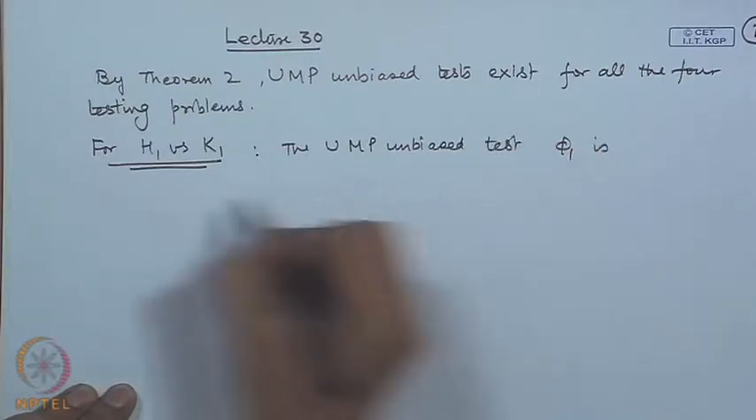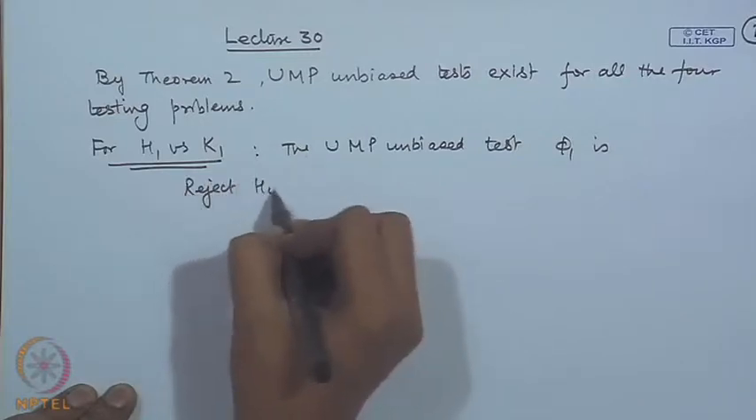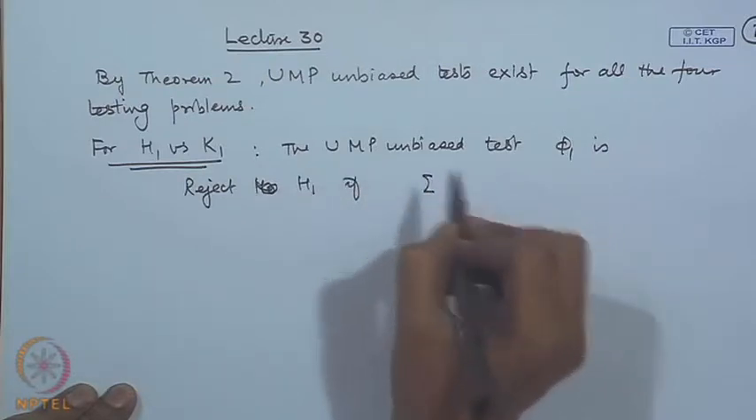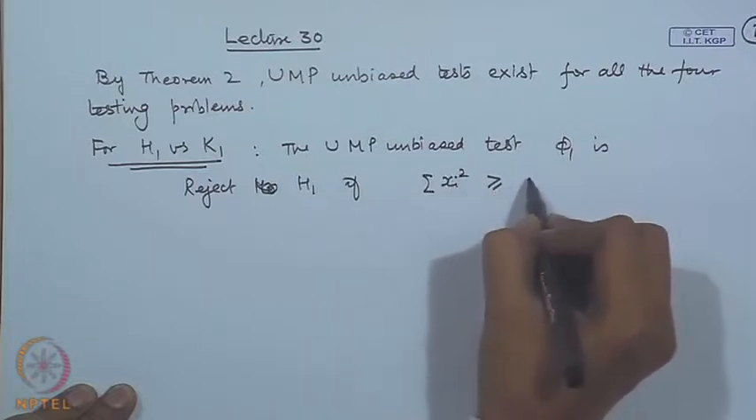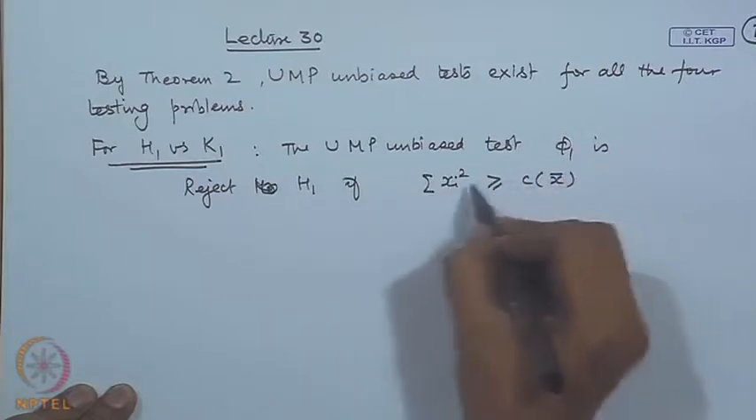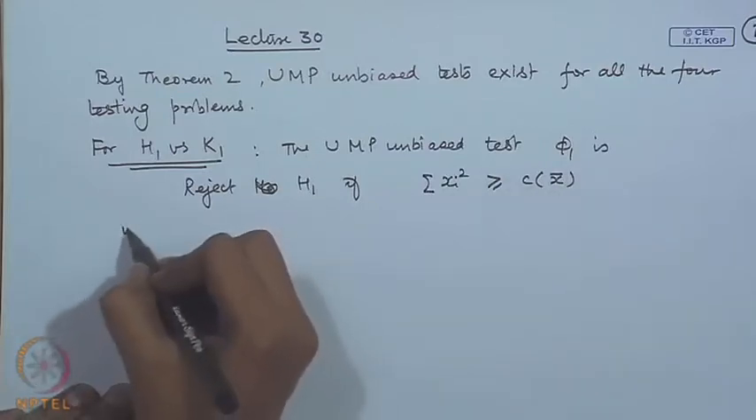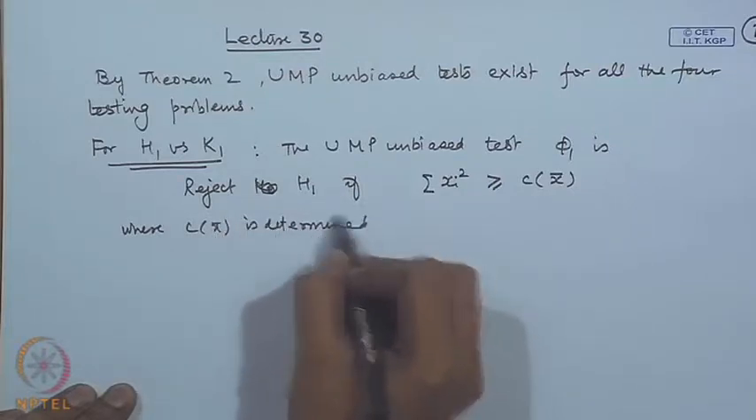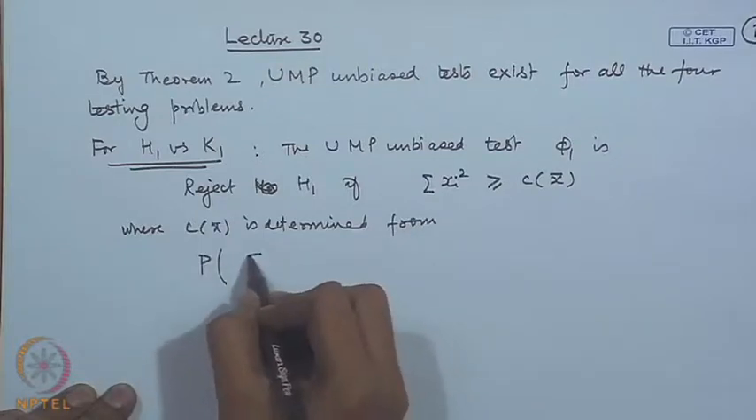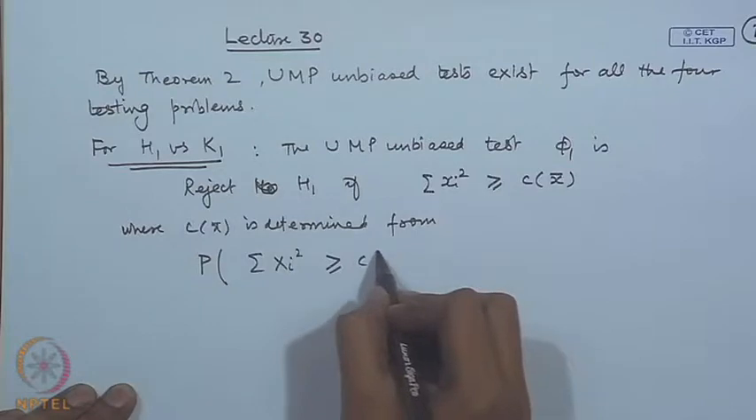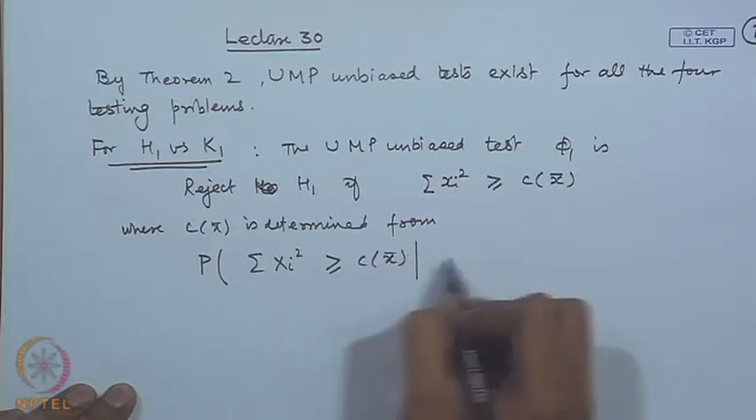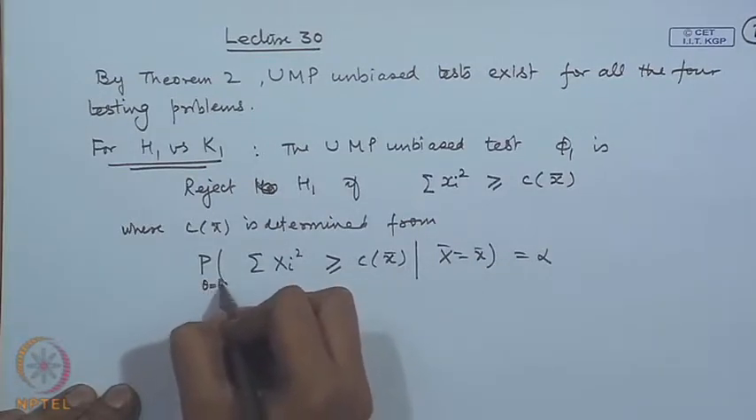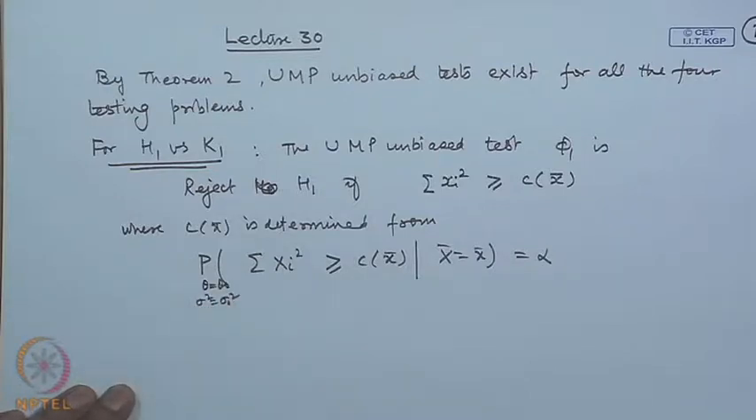say phi 1, is reject H naught, that is H 1, if u, that is sigma x I square, is greater than or equal to a function of t, that is x bar, and this C x bar is determined from probability of sigma x I square greater than or equal to C x bar given x bar is equal to, say, small x bar, is equal to alpha, when theta is equal to theta naught, or say sigma square is equal to sigma naught square.